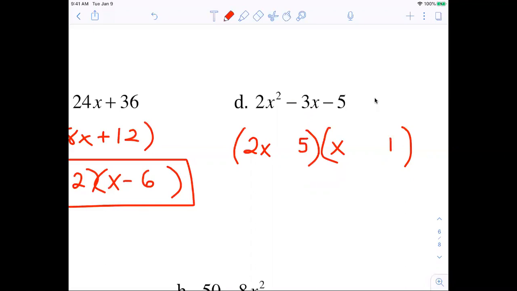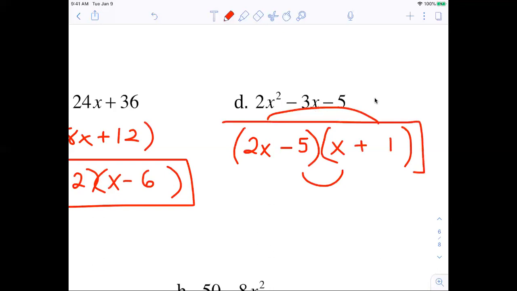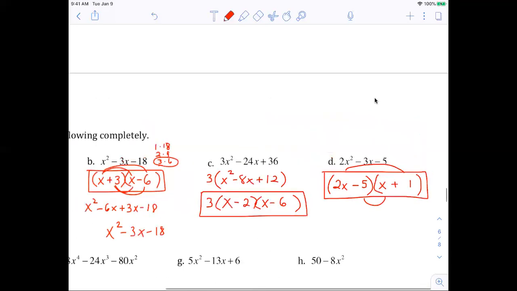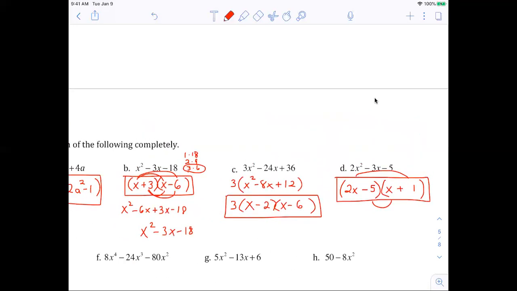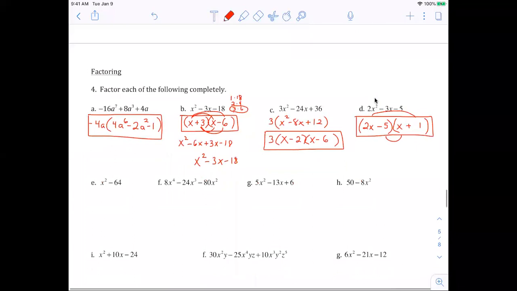So let me try and switch those, 5 and 1. Well, now I have 2x on the outside and 5x on the inside. And I can get negative 3x if I have negative 5x and positive 2x. So that is my factored form for D. Any questions yet?